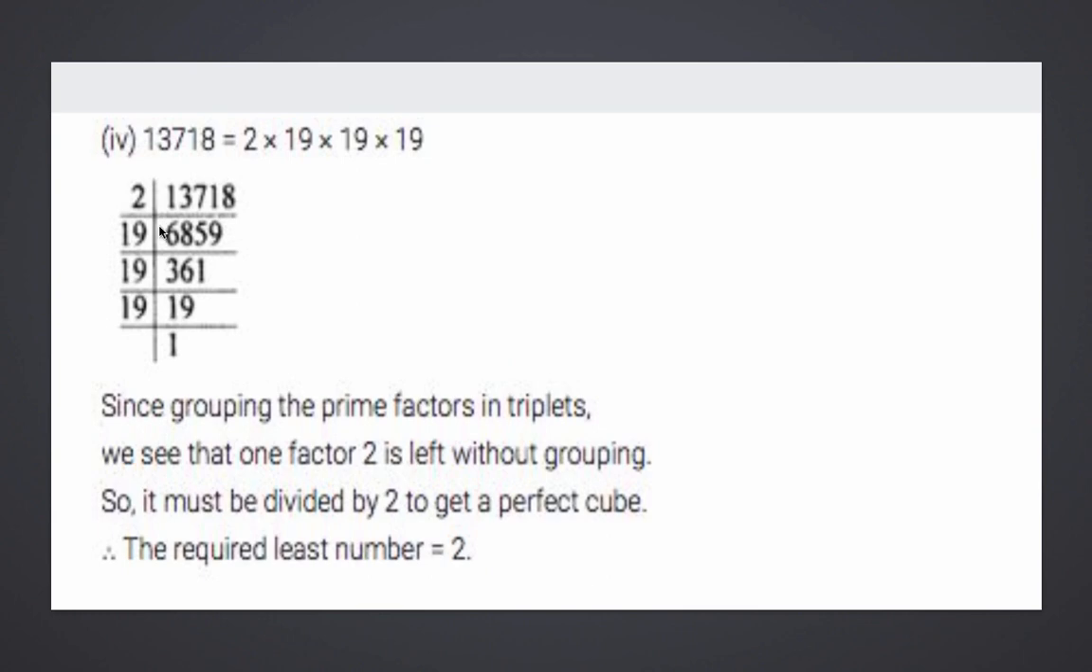Take one more example, see here. Okay, it is 13,718. Carry out the prime factorization. 19 is repeated 3 times. 2 occurs only once. So what will you do here? When we do grouping, 2 is left. It is not grouped, it is not repeated thrice. So what is the least number by which it should be divided? It is 2. By which it should be multiplied, if I ask, then 2 into 2, so that this 2 forms a triplet. Okay, so the least number by which it should be divided is 2, and by which it should be multiplied is 4. So in this question we have to tell only by which it should be divided.